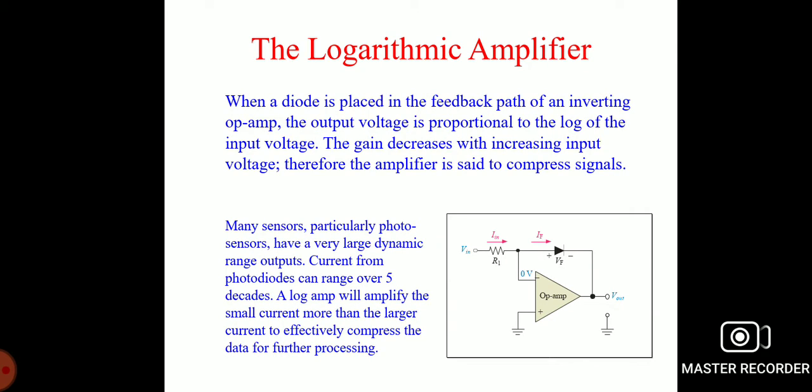logarithmic amplifier structure. When a diode is placed into the feedback path of an inverting operational amplifier, the output voltage is proportional to the log of the input voltage. The gain decreases with increasing input voltage. Therefore, the amplifier is said to compress the signal.